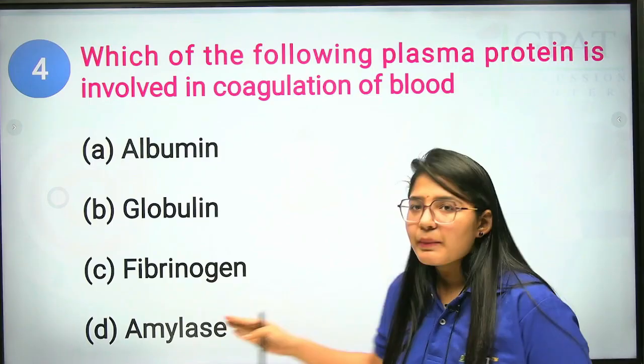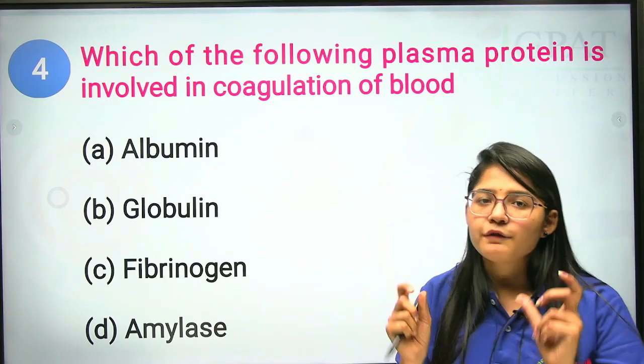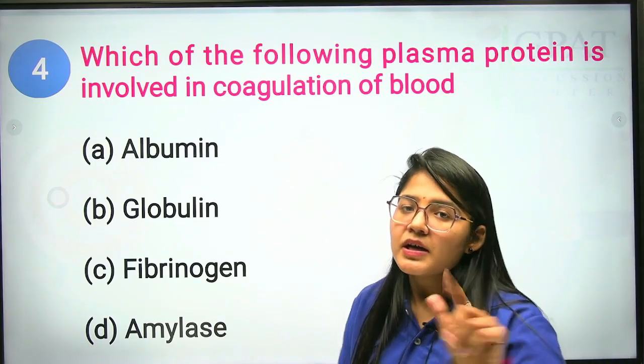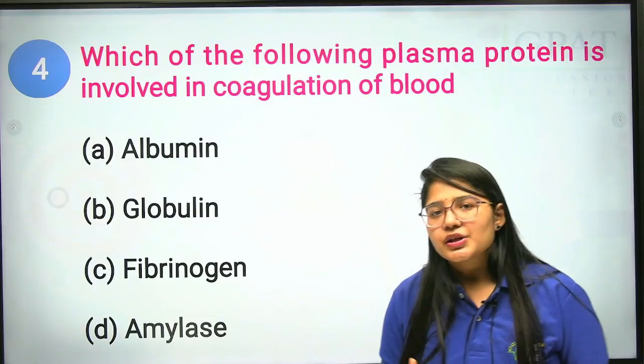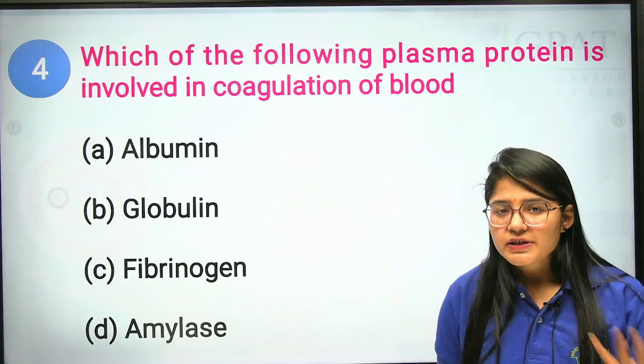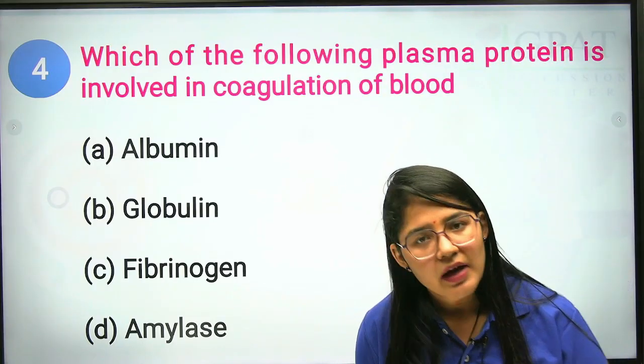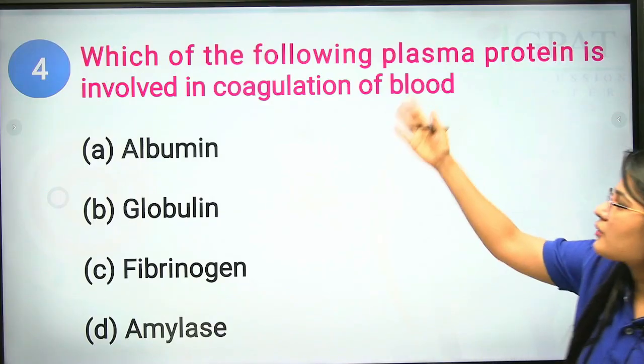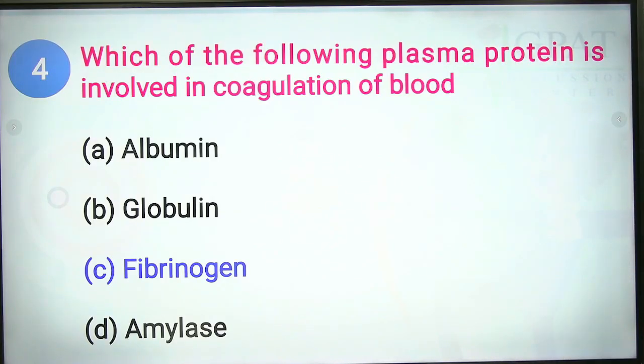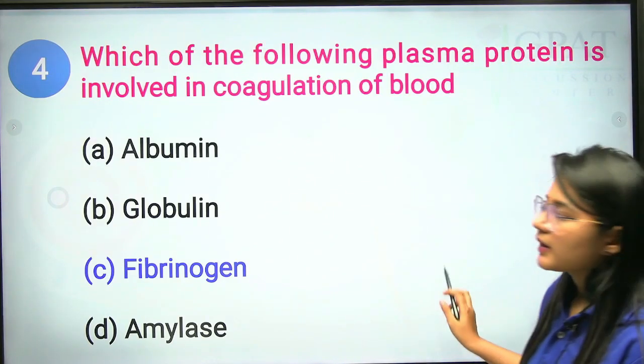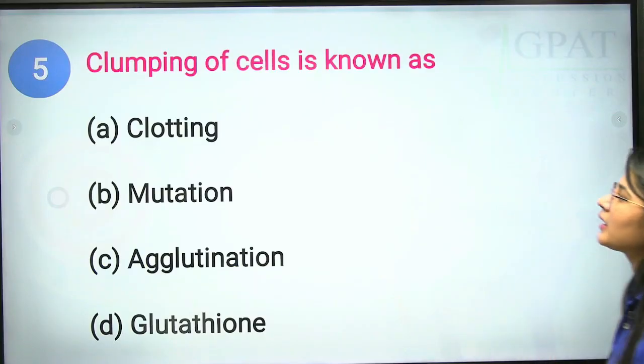Clear? And amylase is a type of enzyme which is present in your saliva, responsible for the breakdown of starch, which is a type of carbohydrate. Clear? So option number C will be the correct answer. Clear? Okay. Clumping of cells is known as.